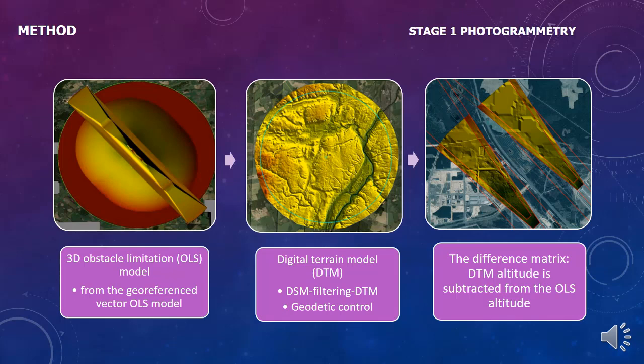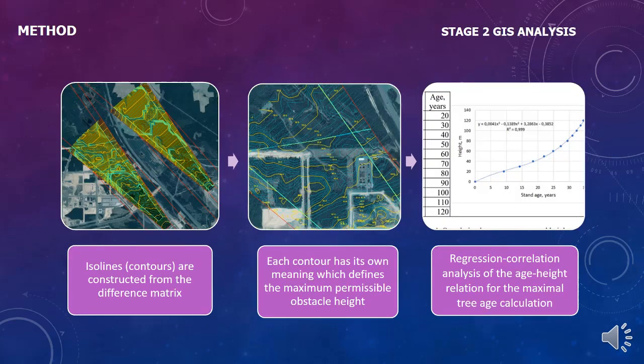To build the digital cartographic models, the methods of geospatial modeling, correlation, and regression analysis are used. At the first stage, the difference matrix between obstacle limitation models and digital terrain models is created. To get the difference matrix point cloud, the Earth's surface altitude is subtracted from the obstacle limitation surface altitude at the same point. Then, the forest stand age, when it reaches the maximum permissible height, is calculated by regression analysis.